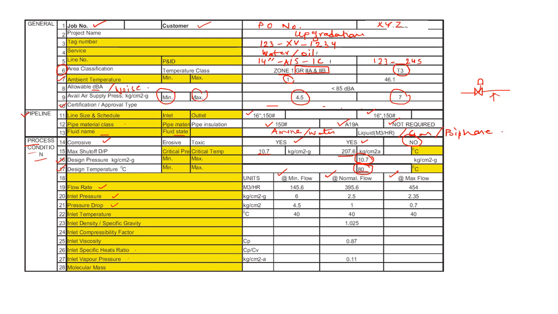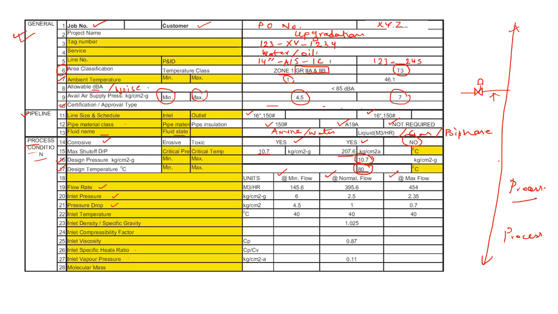Now, until this portion, all this data is normally filled by the process team, and is normally available in the process data sheet, and based on this process data sheet, the instrument team prepares the instrument data sheet. Some initial information, like the general information, can be filled by the project or made available to the process team for preparing the process data sheet.